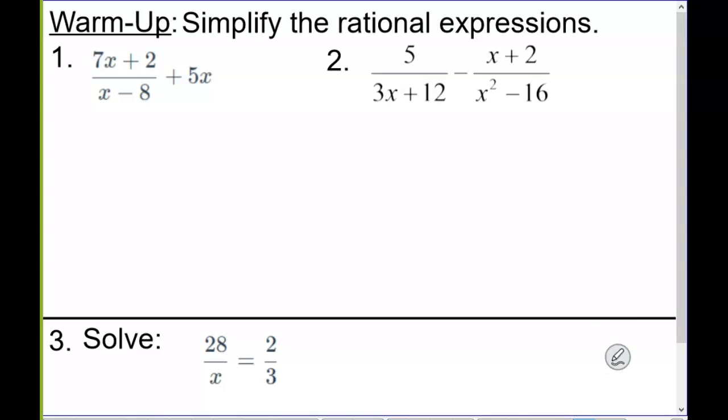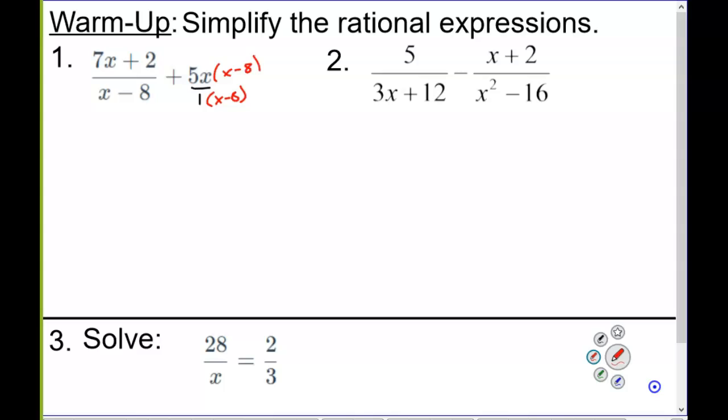Alright, if you're watching the video, go ahead and hit pause and try these problems, and then we'll go over them. So, first thing we have is the addition of a fraction plus a number. Let's make that a fraction plus a fraction, and we need to follow the rule that adding fractions requires common denominators.